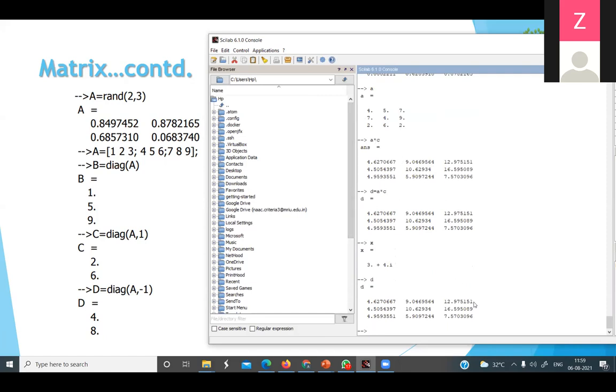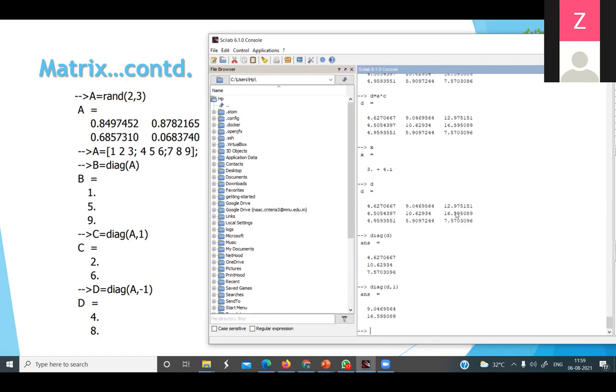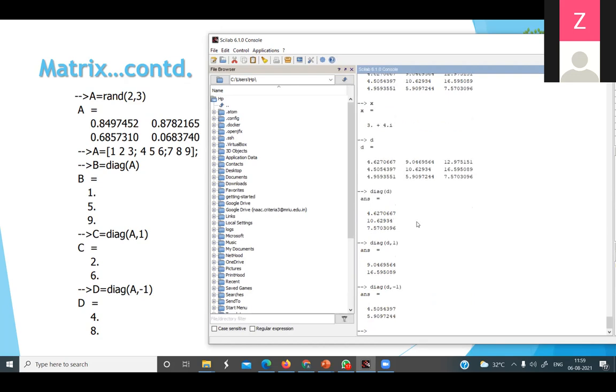I want to pick up diagonal elements. Let's pick up the diagonal elements of D because it is very close. So the diagonal elements are 4.6, 7.2, 10.6, 7.5. If I want to pick up the elements of the upper diagonal, which are 9 and 16, I just need to add one here, and the elements of the upper diagonal are done. I want to pick up the lower diagonal elements. Just need to write -1 and the lower diagonals are done. 4.5 and 5.9, it's there.